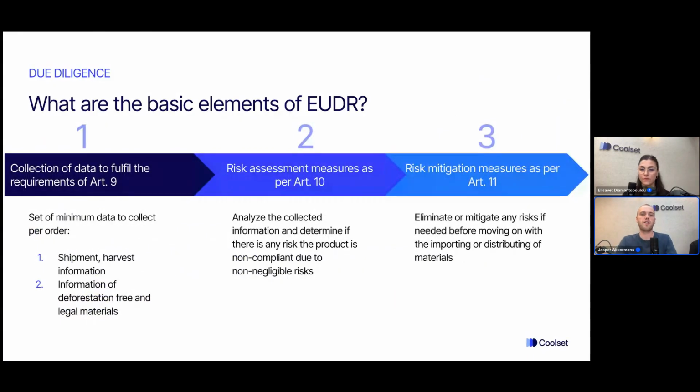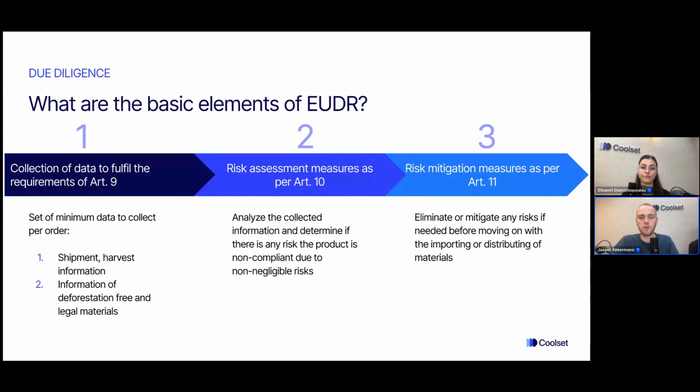So moving on, what are the basic elements of EUDR? Kind of a more practical version of the last slide. So the first step is to collect the data to fulfill the requirements of Article 9. What that means is to set a minimum data environment to collect per order, which means the shipment data, the harvest and information data, but also information on deforestation-free and legal materials. That requires you, for example, to look at things like satellite imaging. So is your plot certified deforestation-free? Do you have all the relevant documentation from your suppliers, for example?